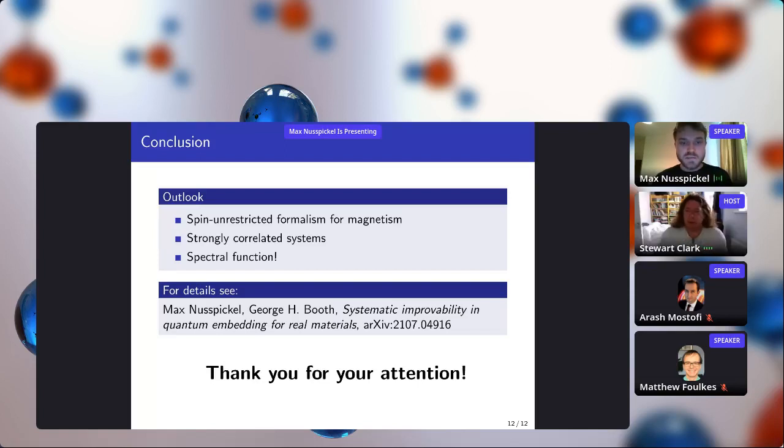Then ultimately, if we want to do hybrid DFT or compete with hybrid DFT, we'd also need to address how we can actually derive a spectral function from this. It's not quite clear yet how we're going to do this, but this is something we want to attempt as well. If you want to see details, there's the preprint available online.